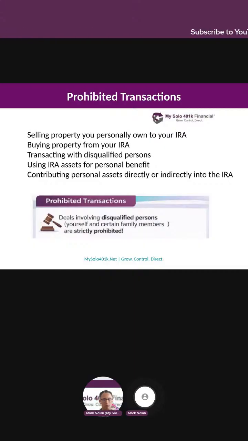or a solo 401k. For example, if you own your own personal home or a rental property, you can't sell it to your neighbor and then have your neighbor sell it to your self-directed IRA or your self-directed solo 401k plan. That's still a prohibited transaction. Now let's talk about the consequences of prohibited transactions.